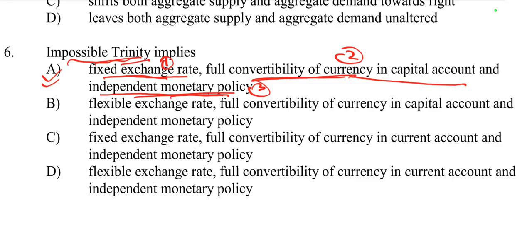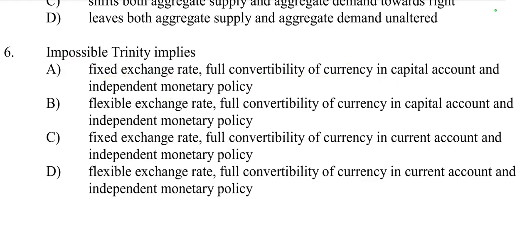So if a country tries to pursue all these 3 policies simultaneously, it will face policy conflict, because these are different concepts. Therefore a choice must be made between which 2 goals to prioritize: either fixed exchange rate with full convertibility of currency, or fixed exchange rate with independent monetary policy, or independent monetary policy with full convertibility. But one country cannot achieve all these 3 policies at a time. So option A is correct here.